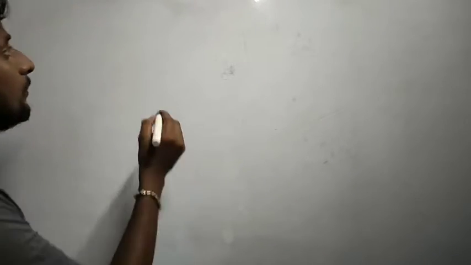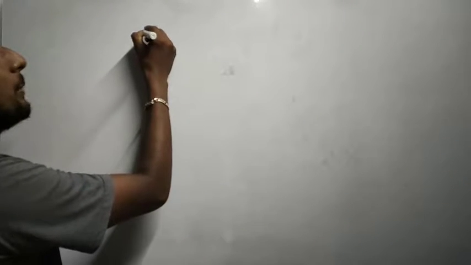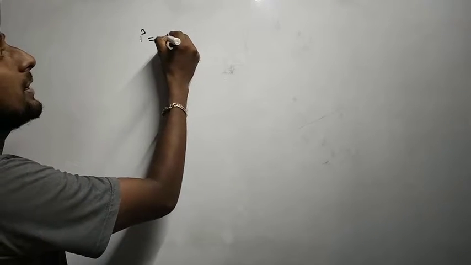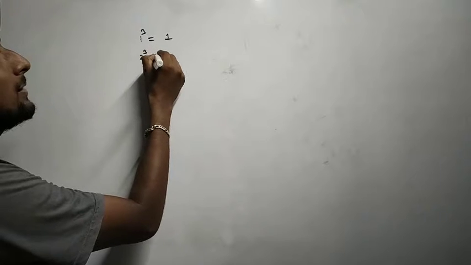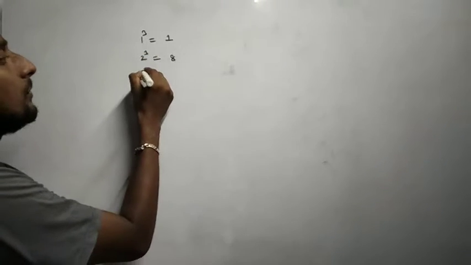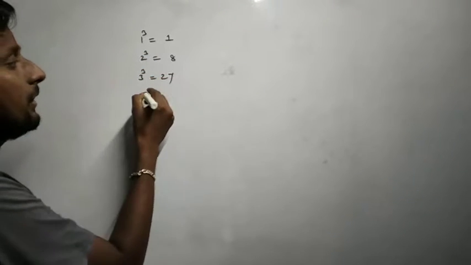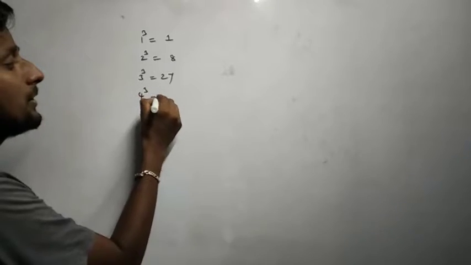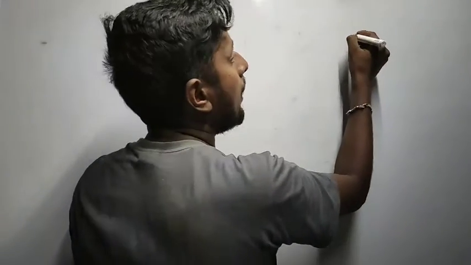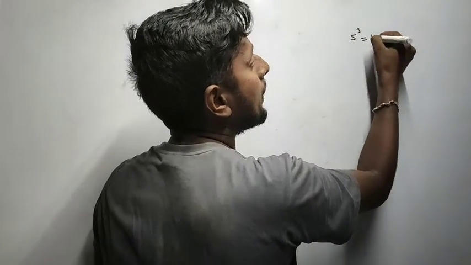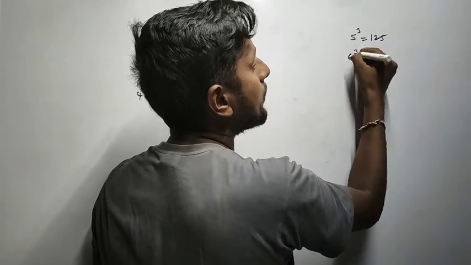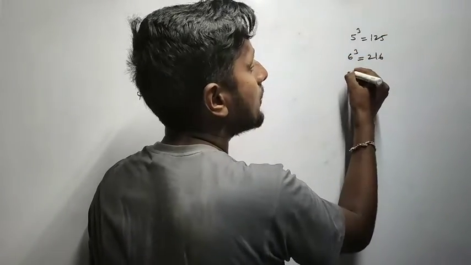Yeah, welcome back, children. So, as I said, write the cubes for the numbers. Am I right? 1 cube answer is 1. 2 cube answer is 8. 3 cube answer is 27. 4 cube answer is 64. 5 cube answer is 125. 6 cube answer is 216.